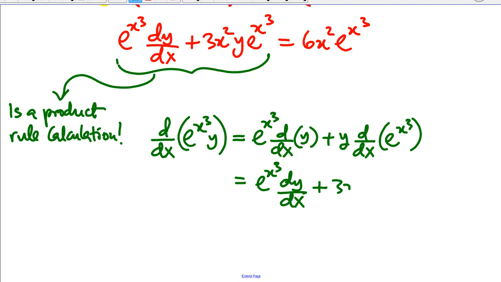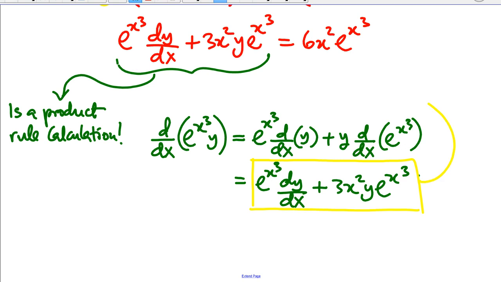So that will be 3x squared y e to power x cubed. Now I don't know if you can notice this, but this guy here is the same guy as that. It is exactly the same guy. So that's why I said here that this is a product rule calculation. So why are we really mentioning this?